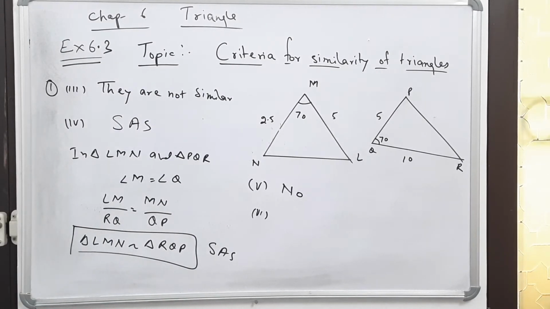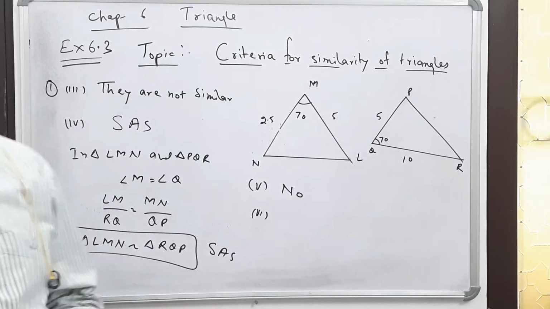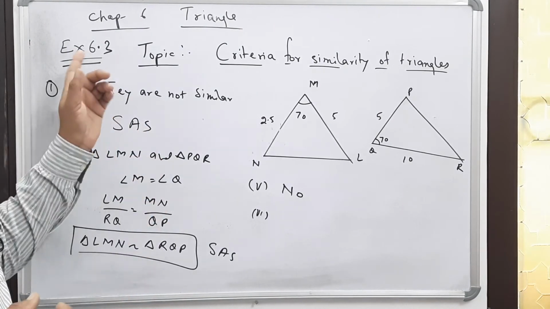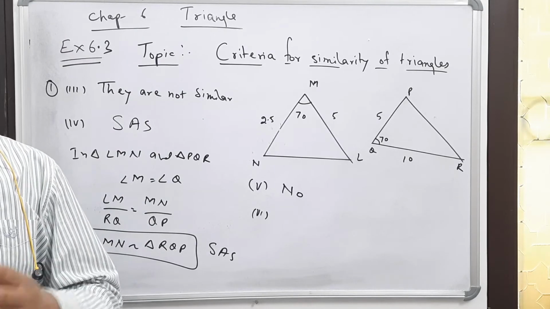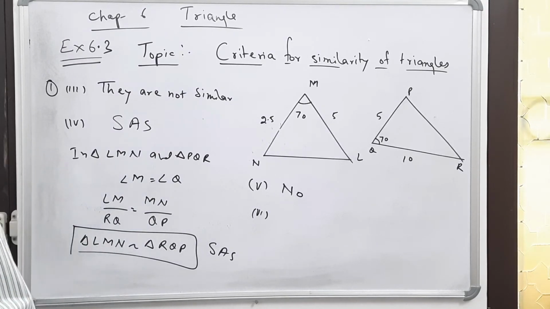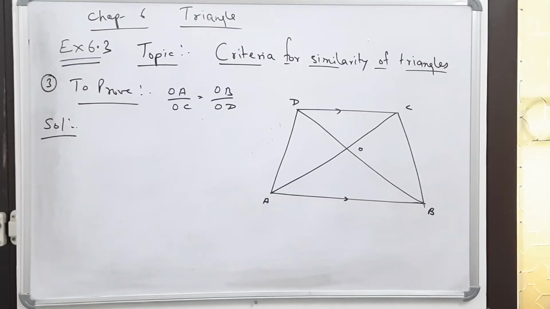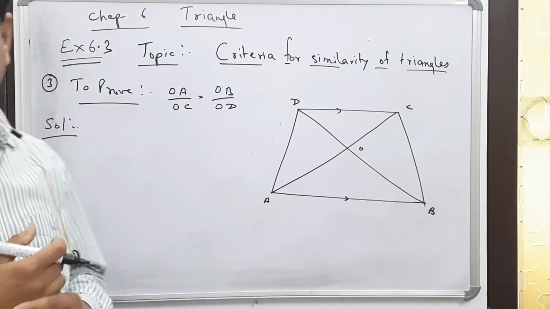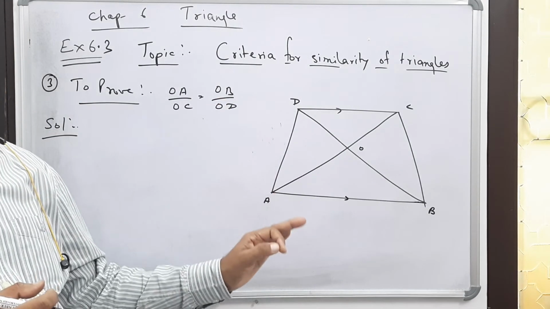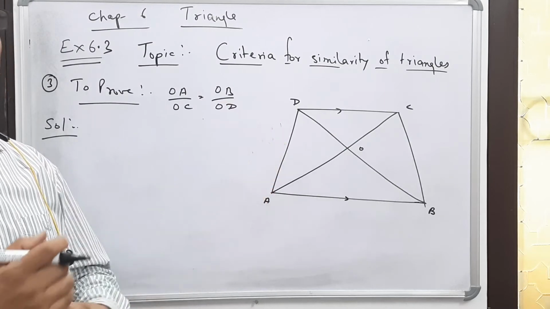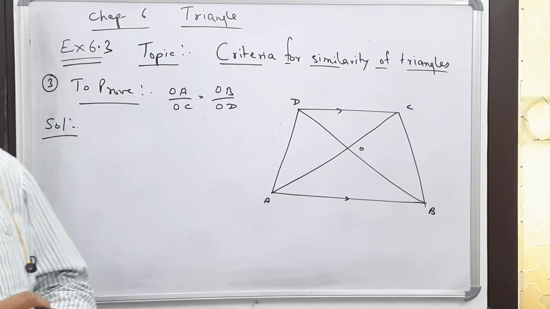There is one more problem which I have told you in 6.3 also. 6.2 also that problem was given, and now I am telling you the simplest method of that particular sum, that is sum number 3 of exercise 6.3. Please read the sum. I am going to explain that sum. Problem number 3 of exercise 6.3, important sum, and I think this problem must be asked in the board exam.